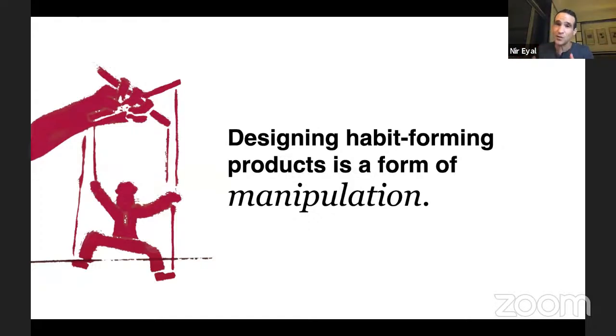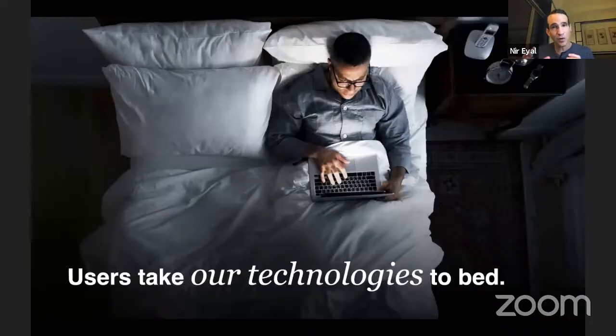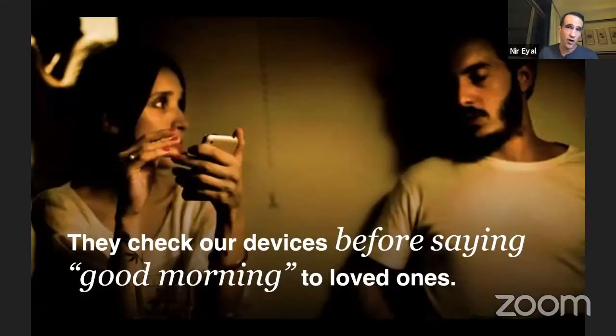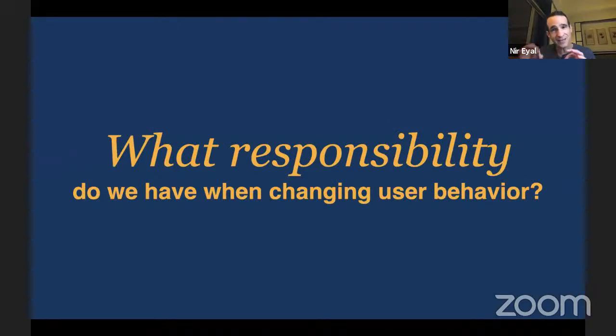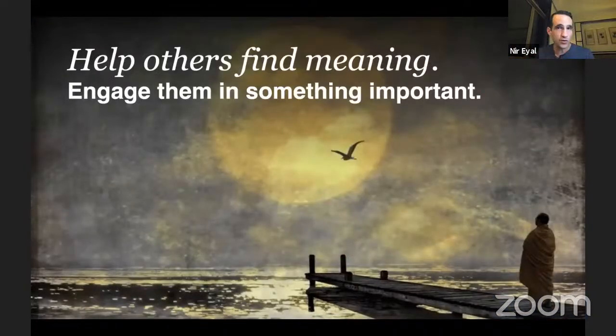But we have to understand that we have a very special and powerful responsibility to make sure that we use these techniques appropriately. Because many of these products that we use, this is what people take to bed with them every night. It's the first thing we reach for in the morning before we even say hello to our loved ones. And so we have to ask ourselves, what special responsibility do we have? And so what I implore you to do is to use these techniques to help people find something meaningful, something important, to use it in a way to help people solve these common human problems.